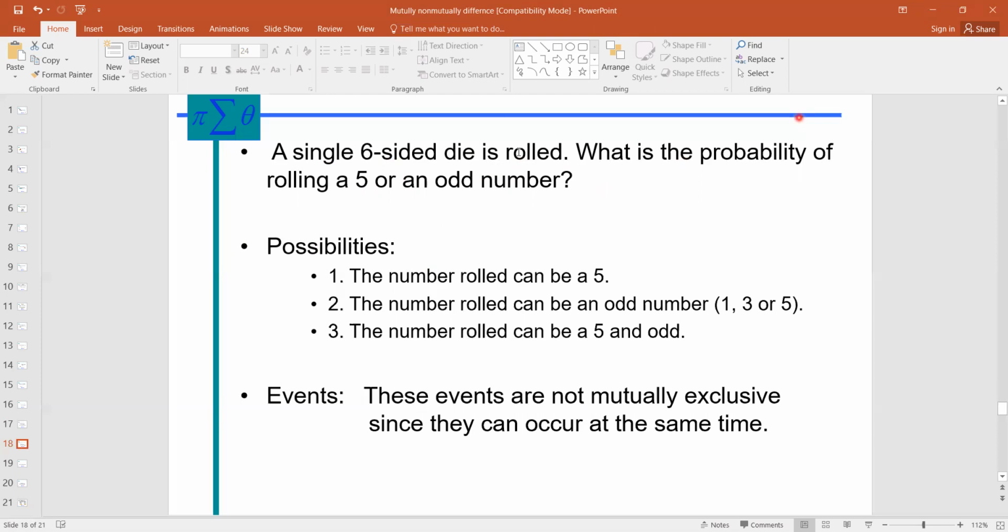The number rolled can be a 5. The number rolled can be odd. The number rolled can be a 5 and odd. Here note that the number 5 is also odd. So you can see the common portion is present here. So this is an example of non-mutually exclusive events, as this is a problem of a joint set, as the number can be a 5 as well as an odd number.